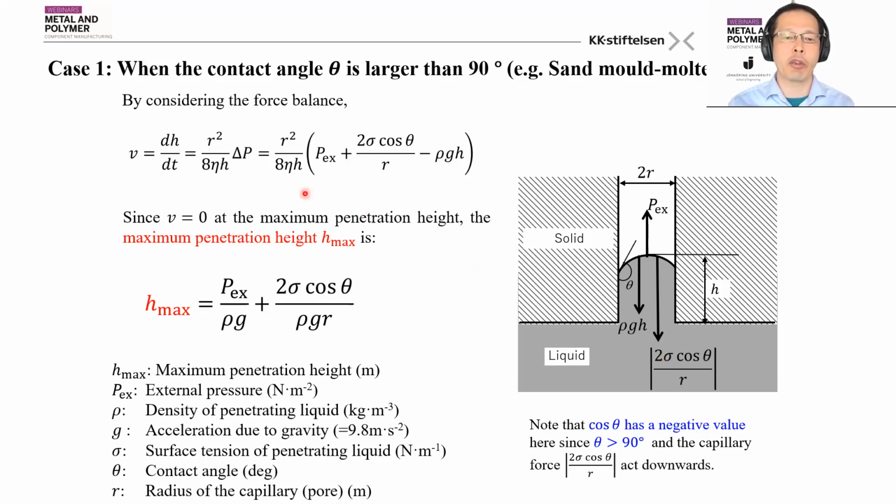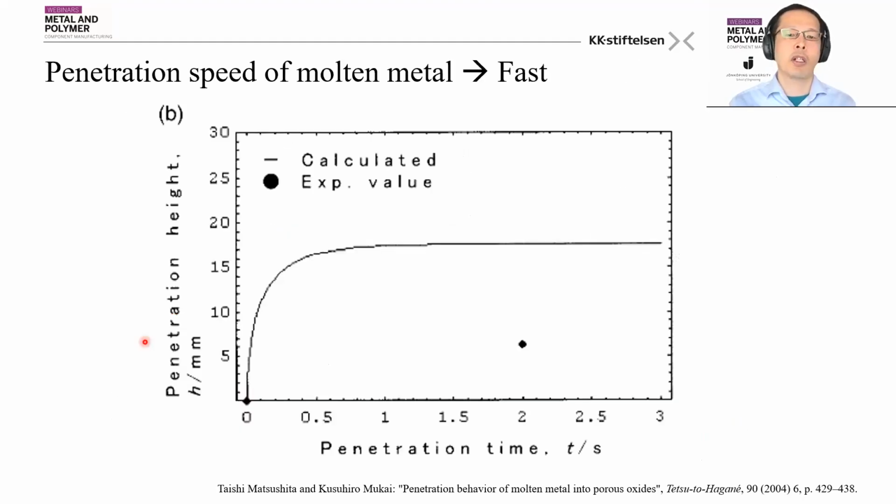Then we can derive the maximum penetration height by setting this velocity equal to 0, since at maximum penetration height the velocity is 0. Then we can describe the maximum penetration height as a function of external pressure, surface tension of the metal, contact angle, density rho, acceleration due to gravity g, and capillary radius r. This is the basic equation to analyze the penetration behavior. And actually, the penetration will take place very quickly.